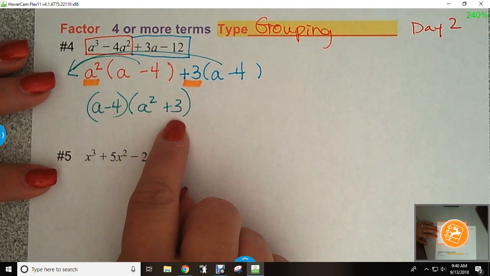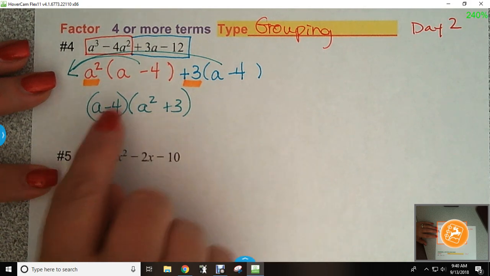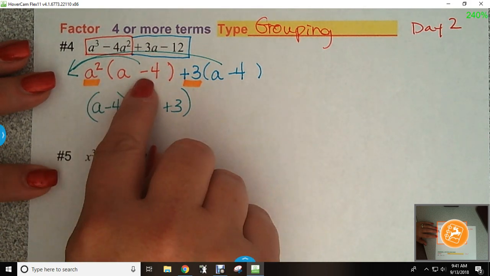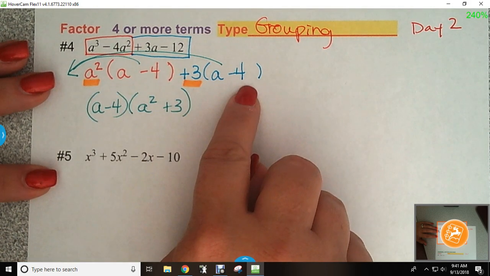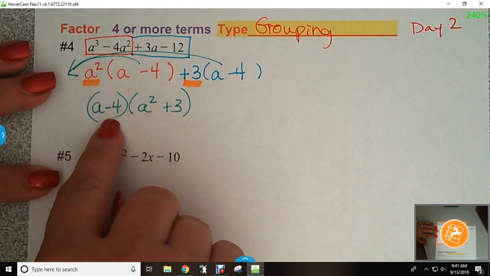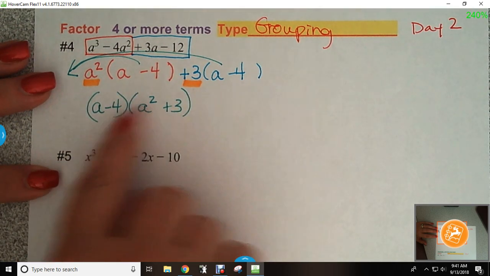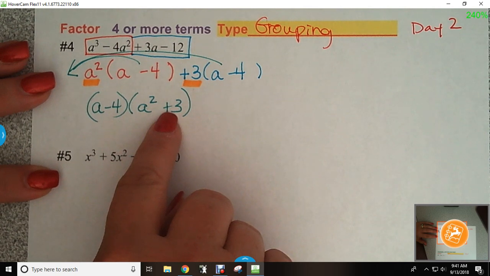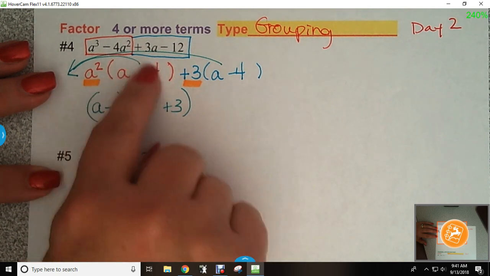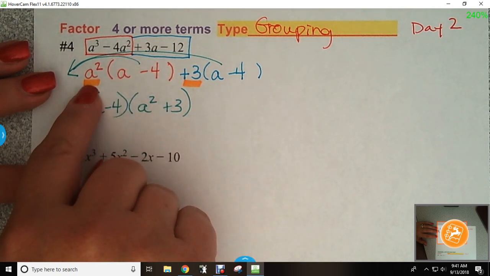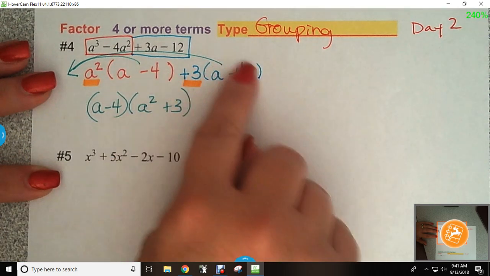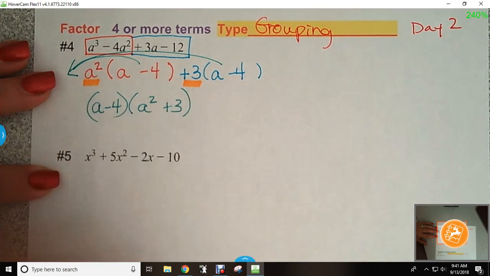Okay? So if you're looking for a short or easy way to think about this, once you've got your greatest common factor for the 2 different boxes done, put that common parenthesis out front, and then put the leftover stuff in the second parenthesis. So when I take out my a minus 4, my leftover stuff is a squared. When I take a minus 4 out of here, my leftover stuff is plus 3.